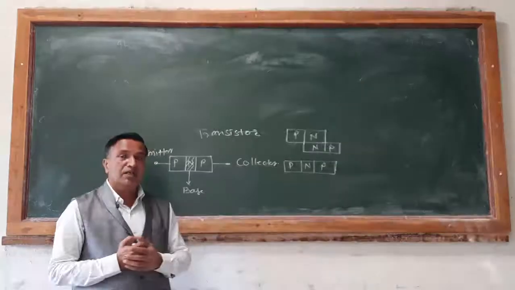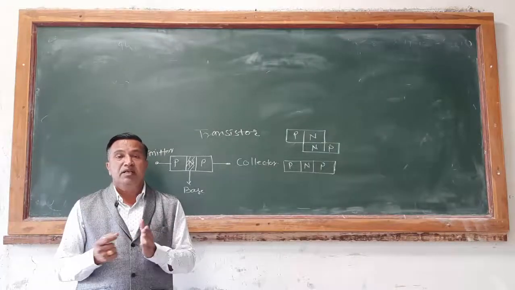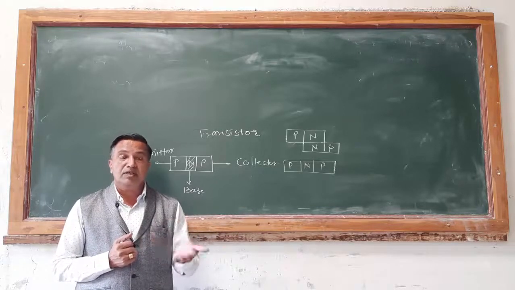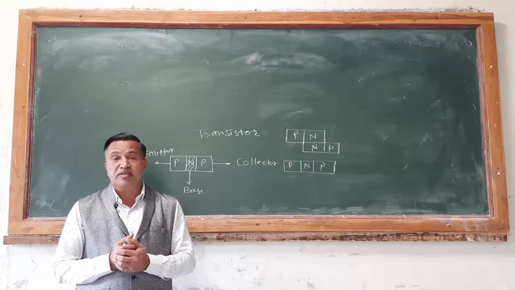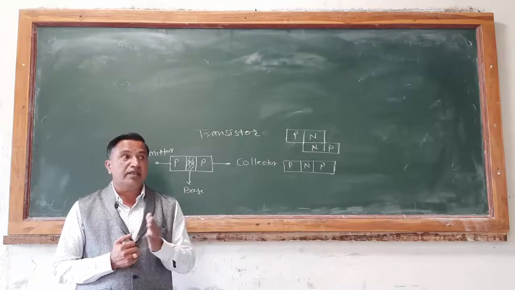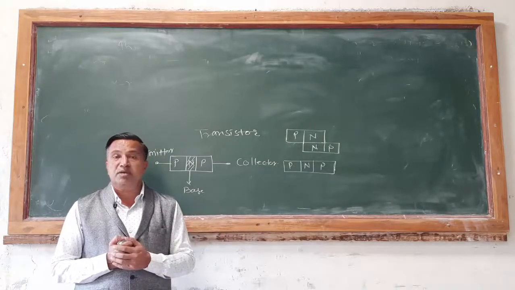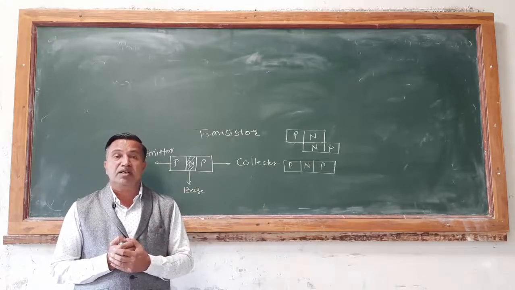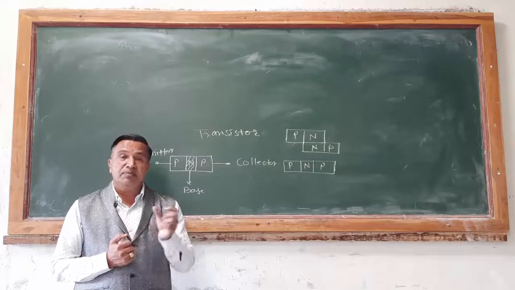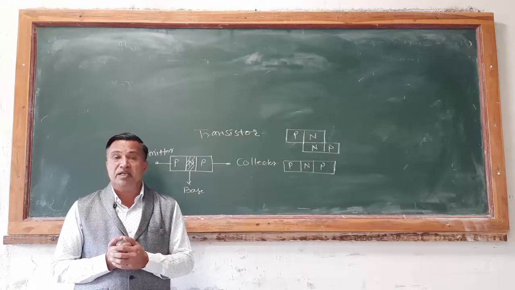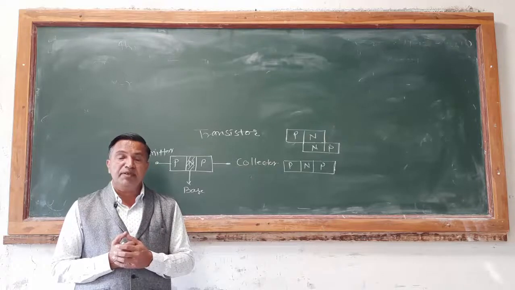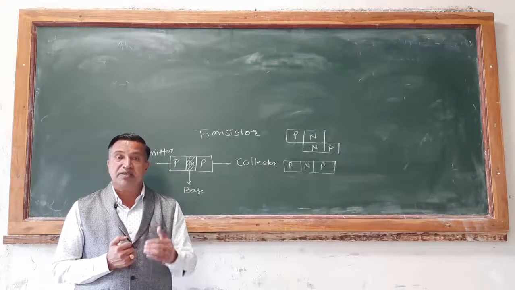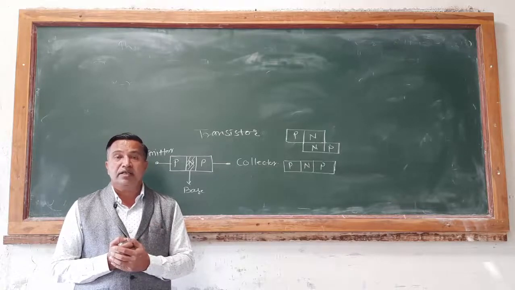Then the second terminal is called the base. The base slightly opposes the electrons generated across the emitter and transferred from the emitter to the collector. That is why the size of the base is less than that of the emitter and the collector, while at the same time the doping concentration of the base is also less as compared to the emitter and the collector.